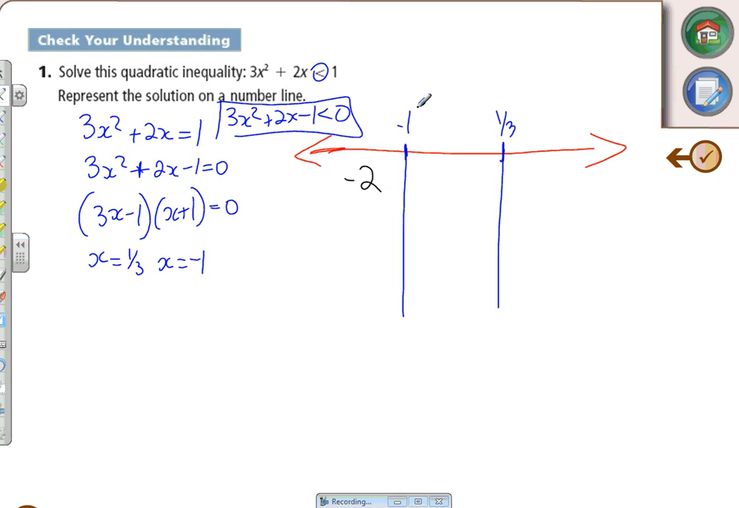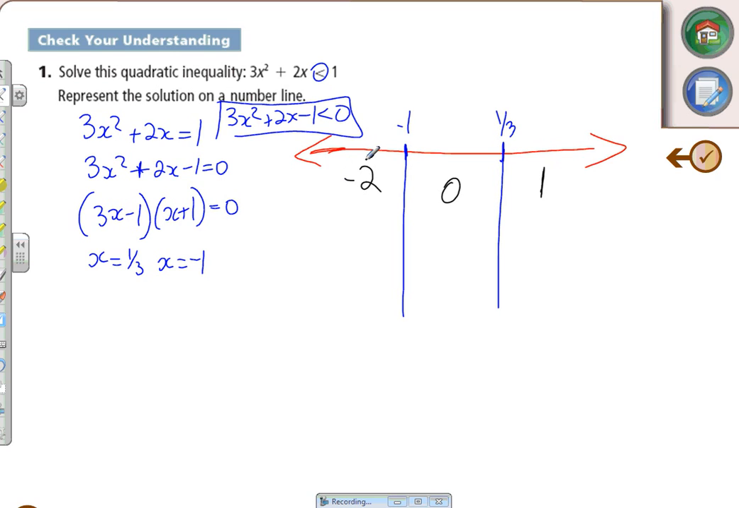Pick some value within this interval, something between -1 and 1/3. Well, hey, how about 0? If you can choose 0, choose 0. It's the easiest number to work with on these. So always choose 0 if you can. And then something bigger than 1/3. How about 1? The number that you choose doesn't matter as long as it falls in that section.